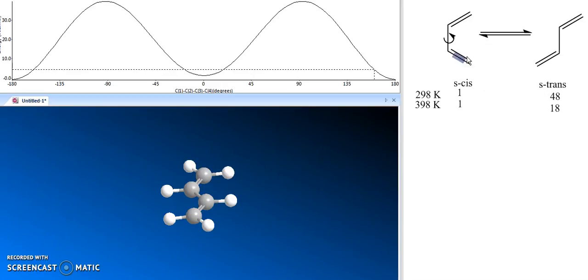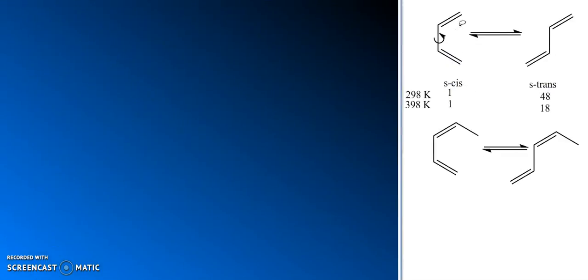Now, you know that this is not a good diene for a Diels-Alder reaction because our dienes usually have electron donating groups on them, and this does not. So what happens to the s-cis to s-trans ratio if we put an electron donating group on this? For instance, I could put a methyl group in this position like this. How does this affect the s-cis to s-trans ratio? Well, let's look at the models.